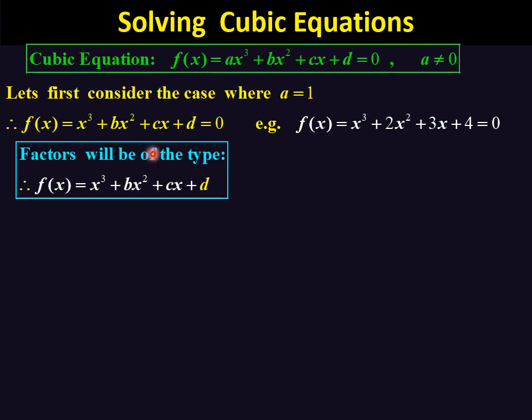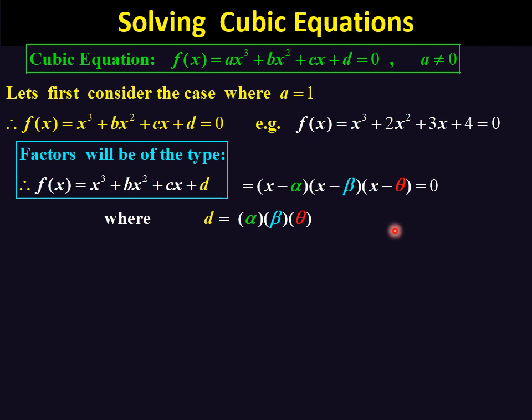Now, what will the factors of a cubic expression like this be? What is this d? D is a constant. That's a constant value, and that's the one that we have to concentrate on. So there'll be at most 3 factors. So it will be x minus the first root, x minus the second root, or x minus the third root. But alpha times beta times theta should give me, what should that product give me? That's right, it should give me d. So d will actually be the product of these 3 roots here.